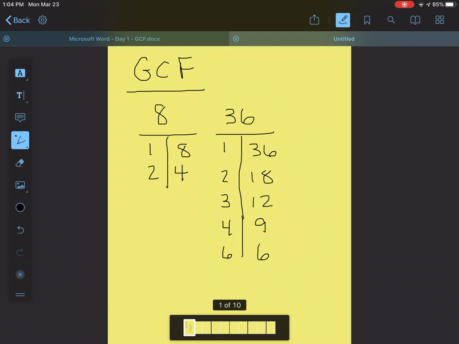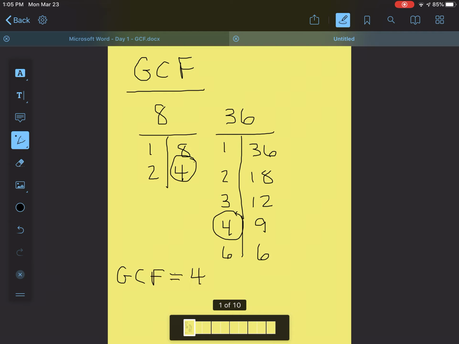Looking right now at our two lists, we can see that the greatest common factor, the largest number that I'm seeing in both lists, is 4. So the GCF between 8 and 36 is 4.